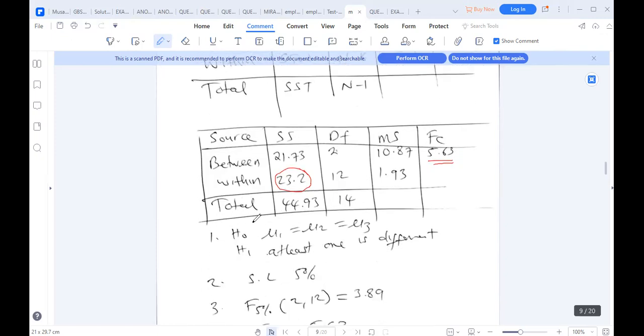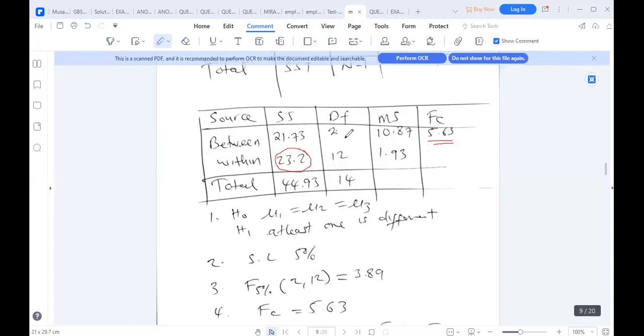Then if I'm going to conduct a 5% test, you need to follow the procedure. Step 1, state the hypothesis. Mean 1 is equal to mean 2 is equal to mean 3. At least one is different. Step 2, at 5%, read from the table. Whenever reading the table, we need to use these coordinates. The coordinates are 2, 12.